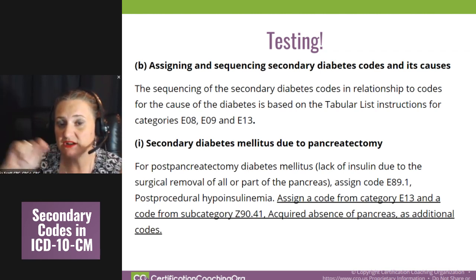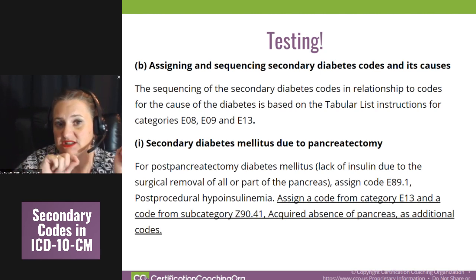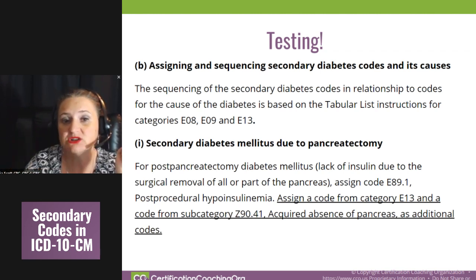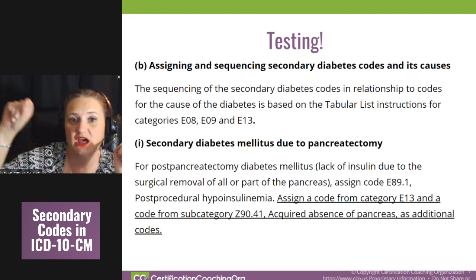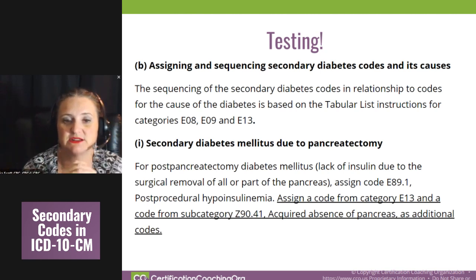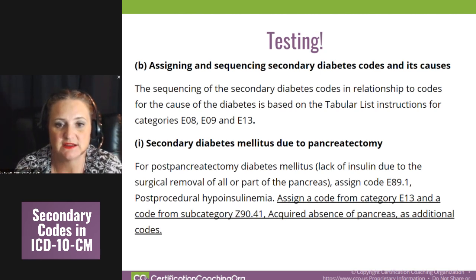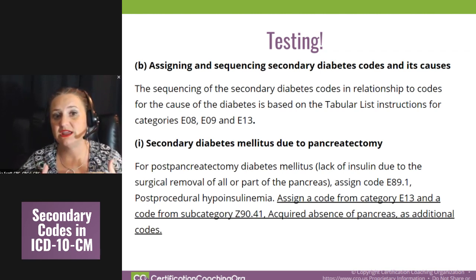Maybe you need to make yourself a little note. Maybe for E09, you need to highlight drug induced or poisoning, chemical. And for E13, you write other real big out to the side so that you know that it's that catch-all.